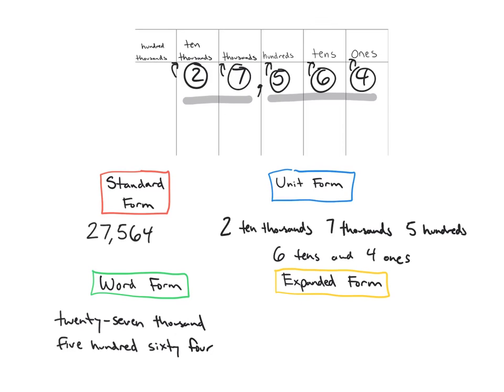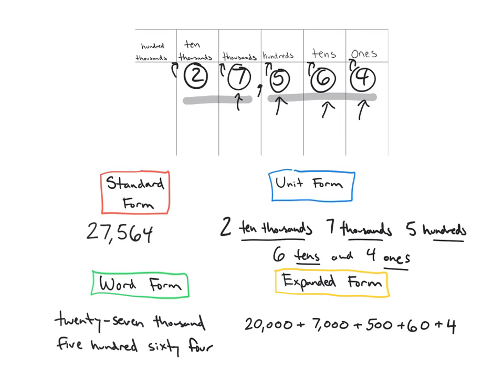And the last one is expanded form. Expanded form is kind of connected to unit form, but rather than writing the name of the place value after each of the digits, we're just going to actually expand each of the digits and write the real value of it. So the 2 in the 10,000s place is actually worth 20,000. And then we're going to continue writing this number by using an addition sentence. So each of the different digits in the different place values is going to be added on to make the whole number. So the 7 in the thousands place is worth 7,000. The 5 in the hundreds place is worth 500. The 6 in the tens place is worth 60. And the 4 in the ones place is just worth 4.